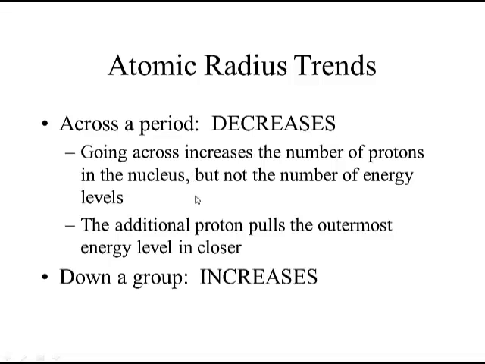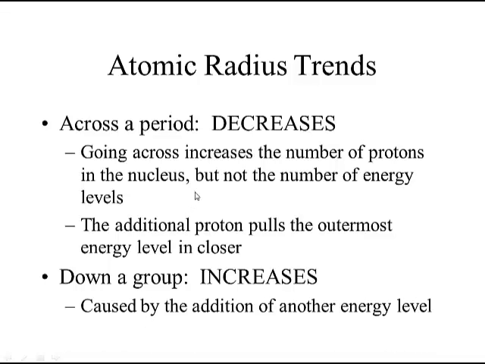As you go down a group, the size of the atoms increases, and the reason for that is because there are more energy levels. 4s is larger than 3s, 7s is bigger than 6s, and it's just going to get bigger no matter what as you go down the group because of those additional energy levels. Like you just add layers to the atom.